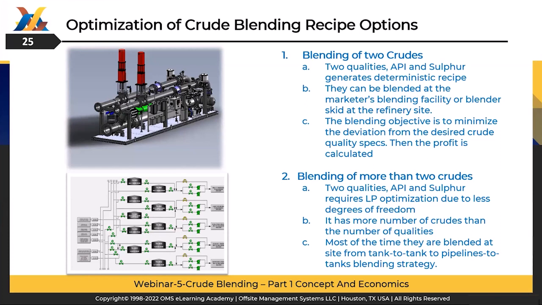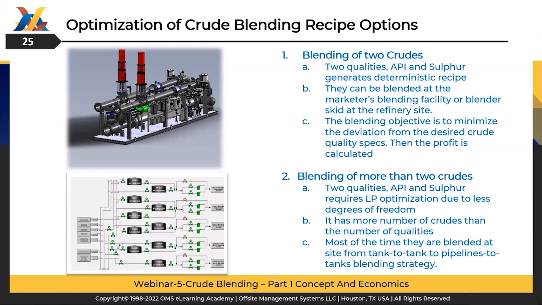Now, the blending objective is to minimize the deviation from the desired crude quality spec, and then the profit is calculated. I want to remind you that this is a little bit different than product blending. If you have attended my previous webinars on product blending, in product blending, we maximize the profit and minimize the giveaways. But in crude blending, we minimize the deviation from the quality of the crude, the sulfur and API.